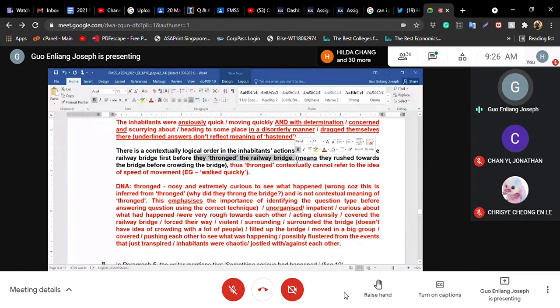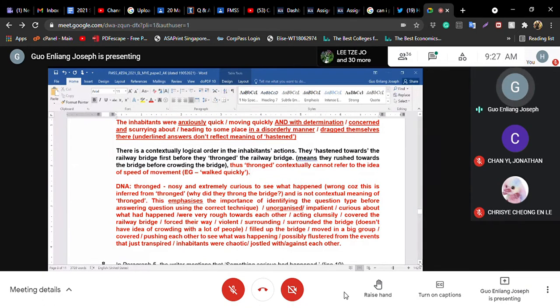That's a logical order, all right, contextually logical order. So the word throng cannot refer to the speed of movement, logically and contextually. Therefore, throng can only refer to what they did at the bridge, which is crowding the bridge. Hasten is rushing towards the bridge.